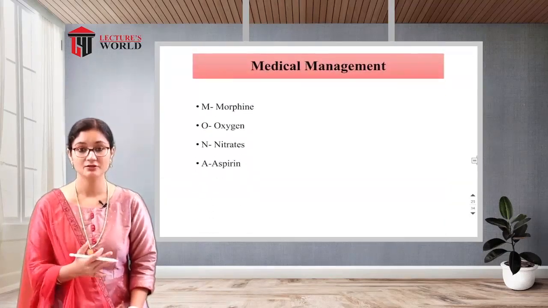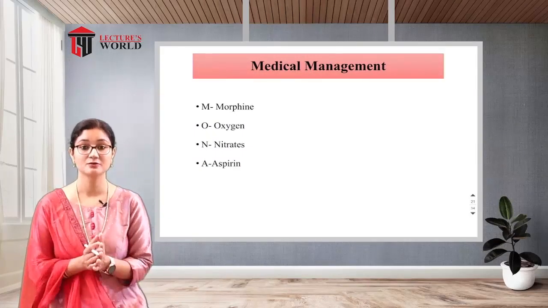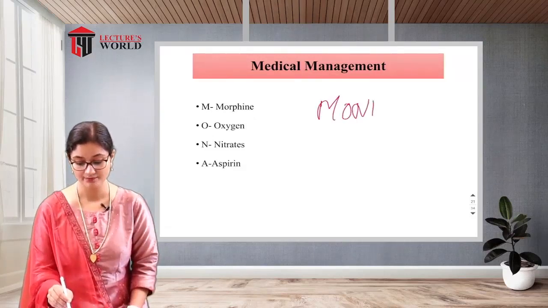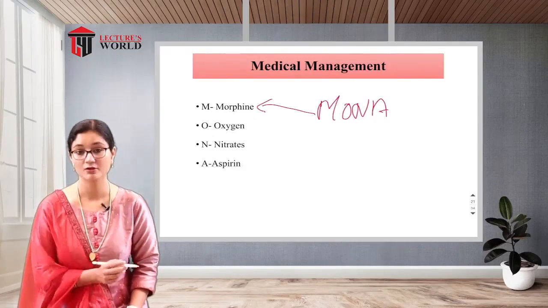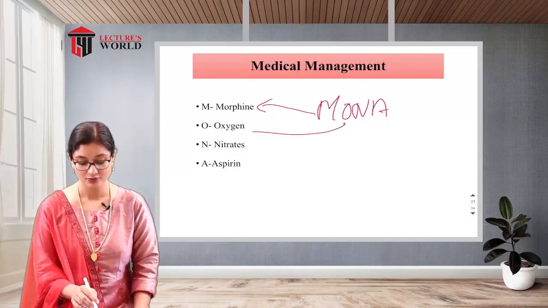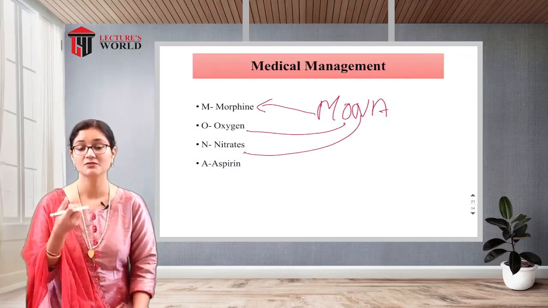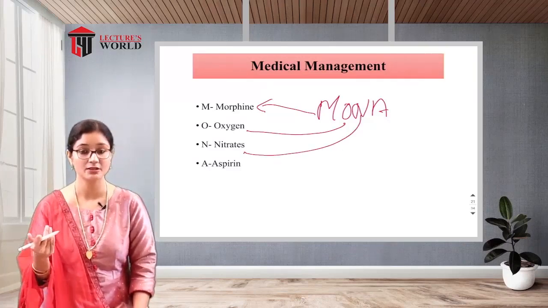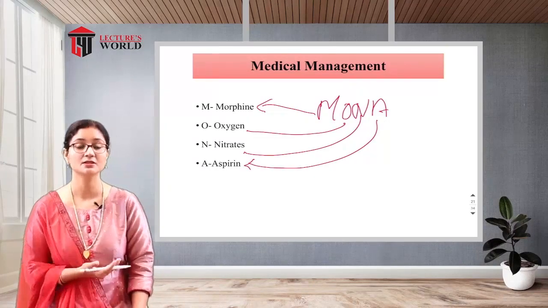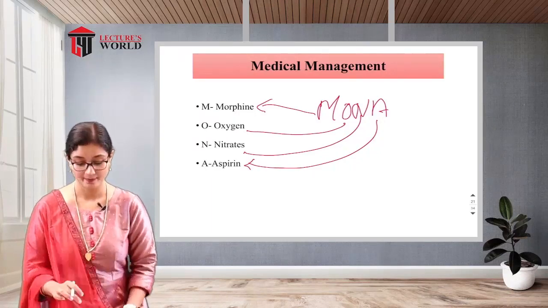Most commonly in this medical management, we say MONA. MONA means what? M for morphine. Morphine is an opioid analgesic commonly given. Next is O for oxygen. N is nitrate, which is a vasodilator, so that when the vessels are dilated, coronary blood flow is restored. A is aspirin. Okay, so these are the most common treatments which are given for angina.